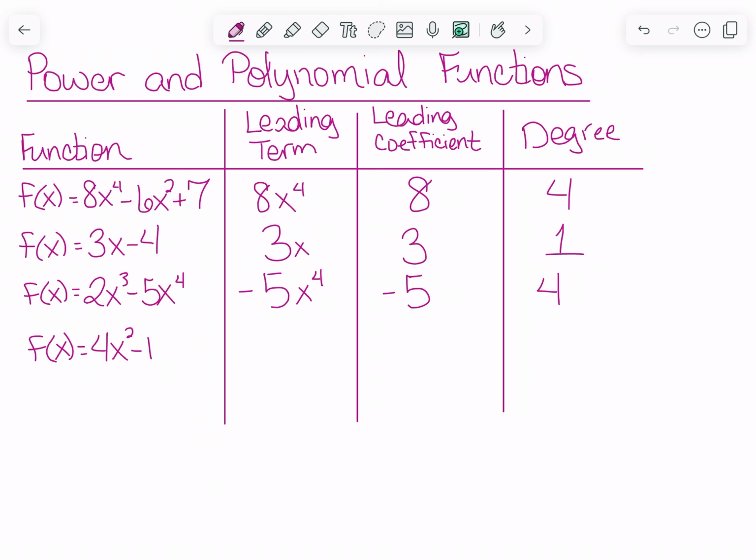Finally, we have 4x squared minus 1. The largest exponent here is on the 4x squared term. This tells me that my leading term is 4x squared. The number out front is the coefficient, which tells me that the leading coefficient is 4, and then the degree is the exponent, which tells me that the degree of this particular polynomial is 2.